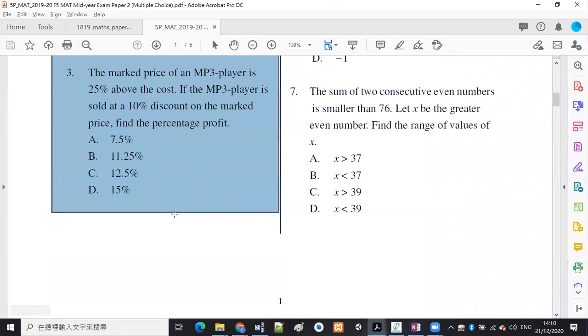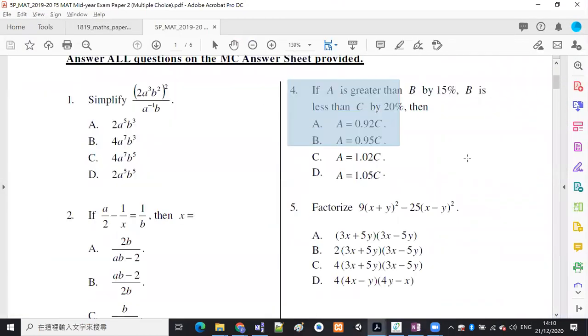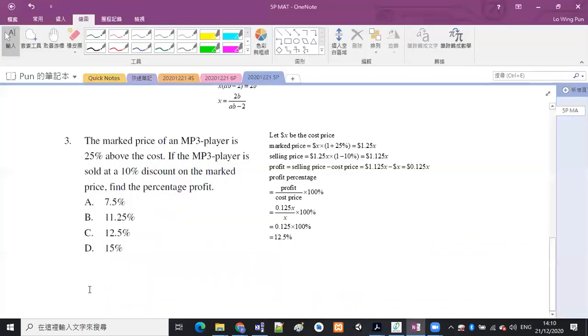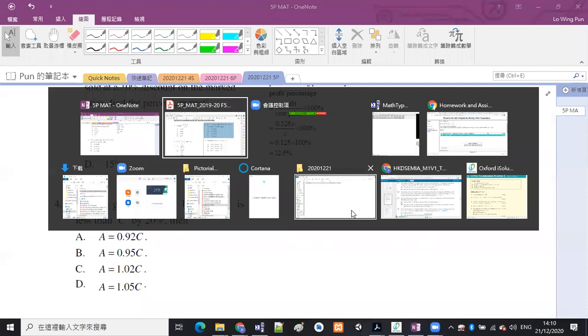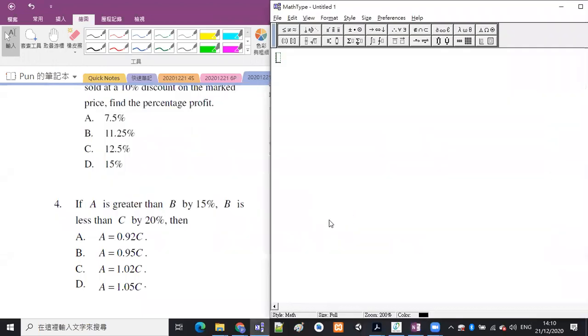Number 4. It's still about percentage. So if A is greater than B by 15%, so A is equal to B times 1 plus 15%. Okay, so A is equal to 1.15B. This information is from the first sentence. Okay, B is less than C by 20%. So C times 1 minus 20%. Okay, so B is equal to 0.8 times C.